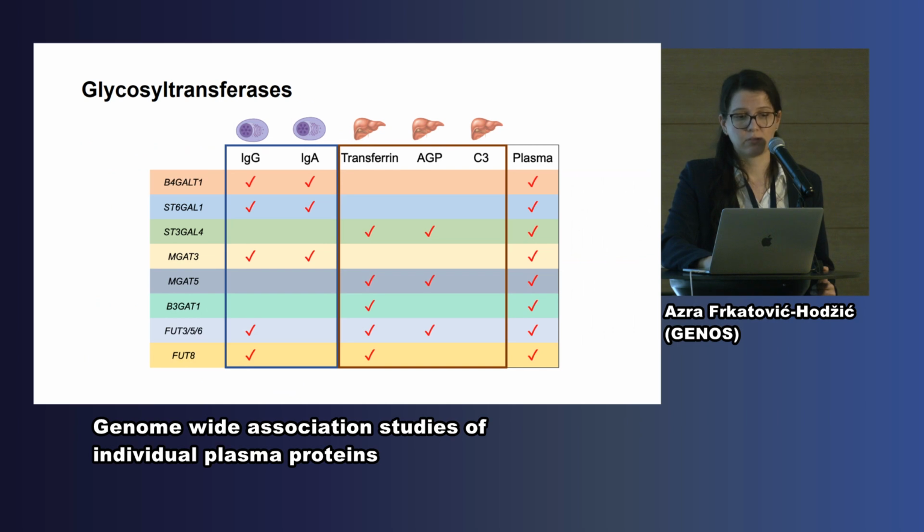Also, interestingly, but also expected, we see the ST3GAL4 association only in transferrin and AGP, and a lack of it in IgG and IgA. Also, there is a difference between MGAT3 and MGAT5, because MGAT3 controls, or is associated with, the bisecting GlcNAc transfer on the core of the N-glycan. However, MGAT5 is associated with branching, and indeed we see increased branching in transferrin and AGP glycans, and we don't see those in IgG and IgA. But here we see fucosyltransferase loci that are found in both IgG and transferrin.